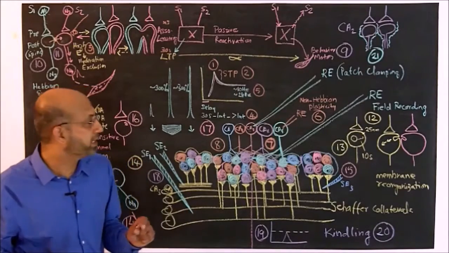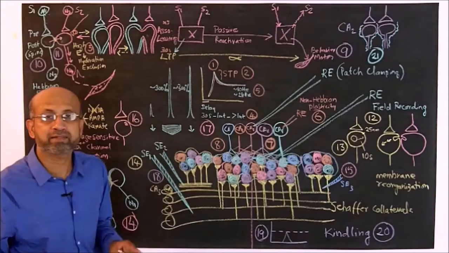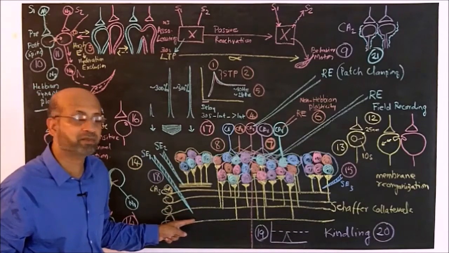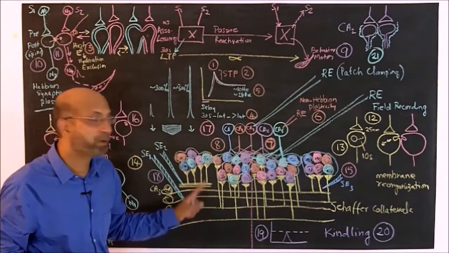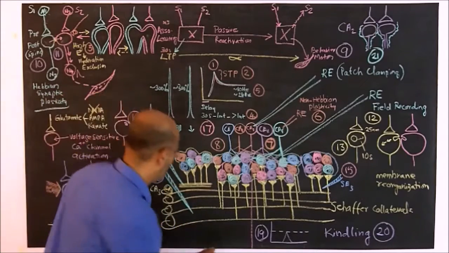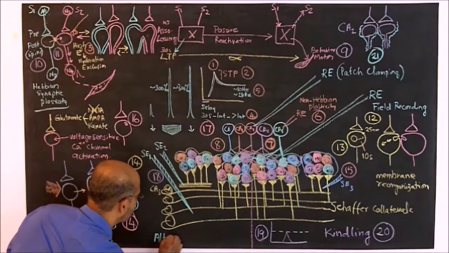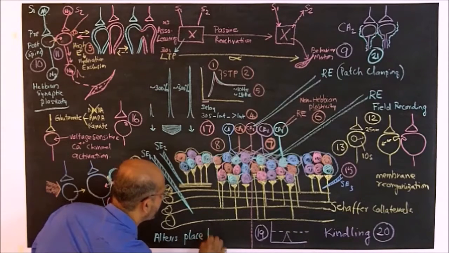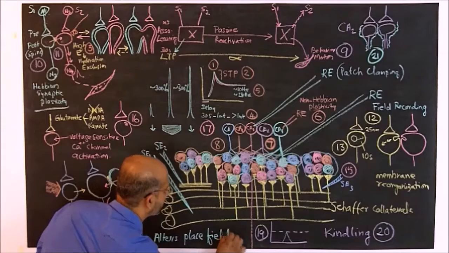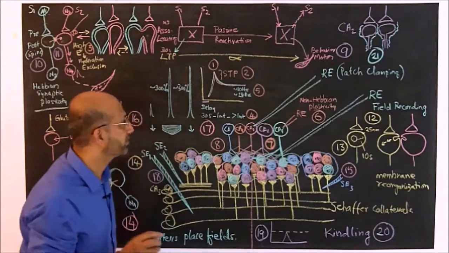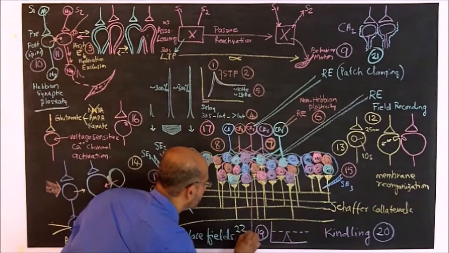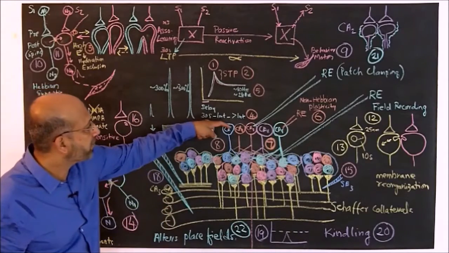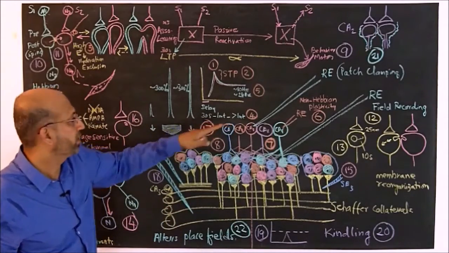Another finding associated with LTP is that LTP induction by a high frequency stimulus alters place fields. What does it mean? Place cells are CA1 neurons.